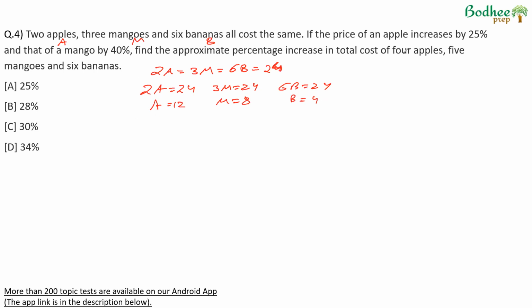Now, the cost of 4 apples, 5 mangoes, and 6 bananas normally would be 4 apples, means 4 into 12. 5 mangoes means 5 into 8. 6 bananas means 6 into 4. So 48 plus 40 plus 24. This becomes 80, 100, 112.